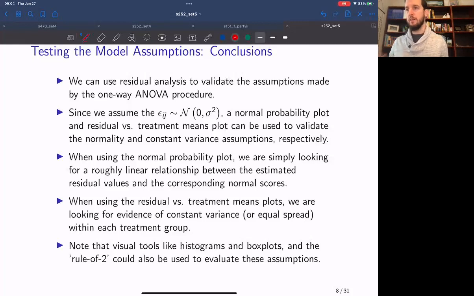But again, the other processes we talked about, like Levene's test or the rule of two, would work fine as well. Just multiple ways of checking the same thing. So you can use a few of them to verify that that assumption is intact. And that's never a bad thing, to have a couple of different ways to check a result.